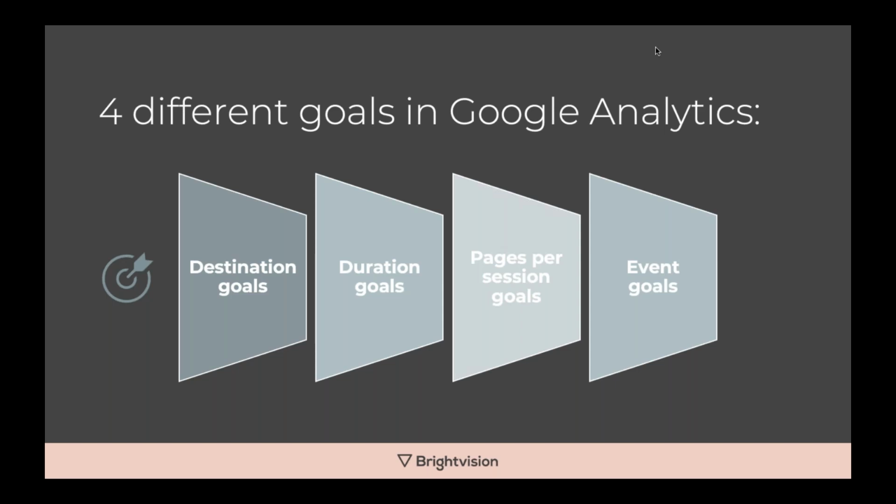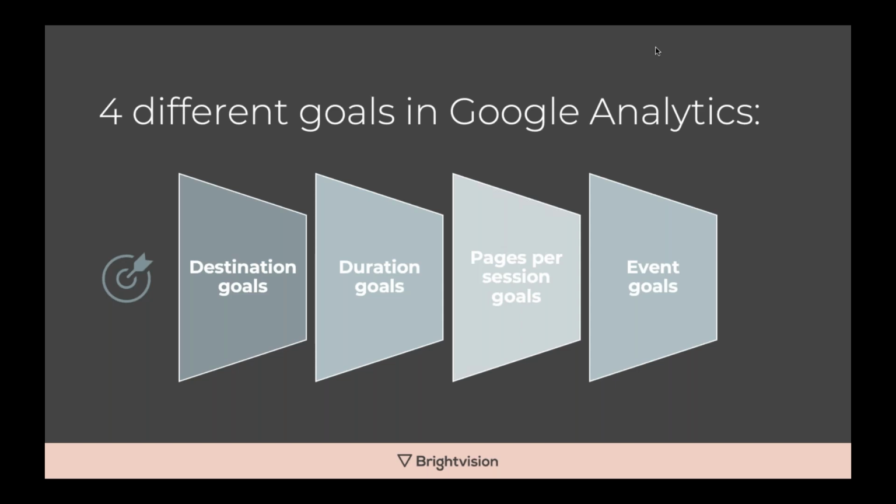We then have our duration goal. Our duration goal can be used to track how many of your visitors stay on your site for a certain amount of time. This can be useful, for example, when you have a goal such as, I want people to read my blog post. By estimating how long it takes for someone to read your blog post, you can then set a duration goal to see how many people actually stay that time or longer on a specific page. Therefore, you can see how many are actually fulfilling your goal of reading the article.